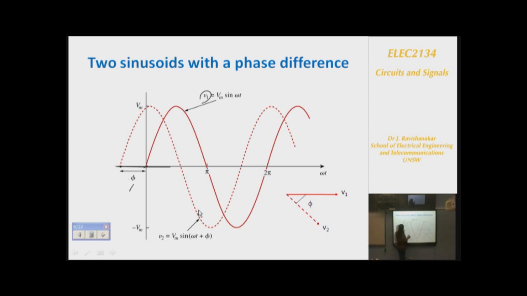Now I told you whichever starts with 0 is generally taken as a reference. So here V1 is taken as the reference and V2 is shown like this. So the angle is phi. So this is the phase difference.